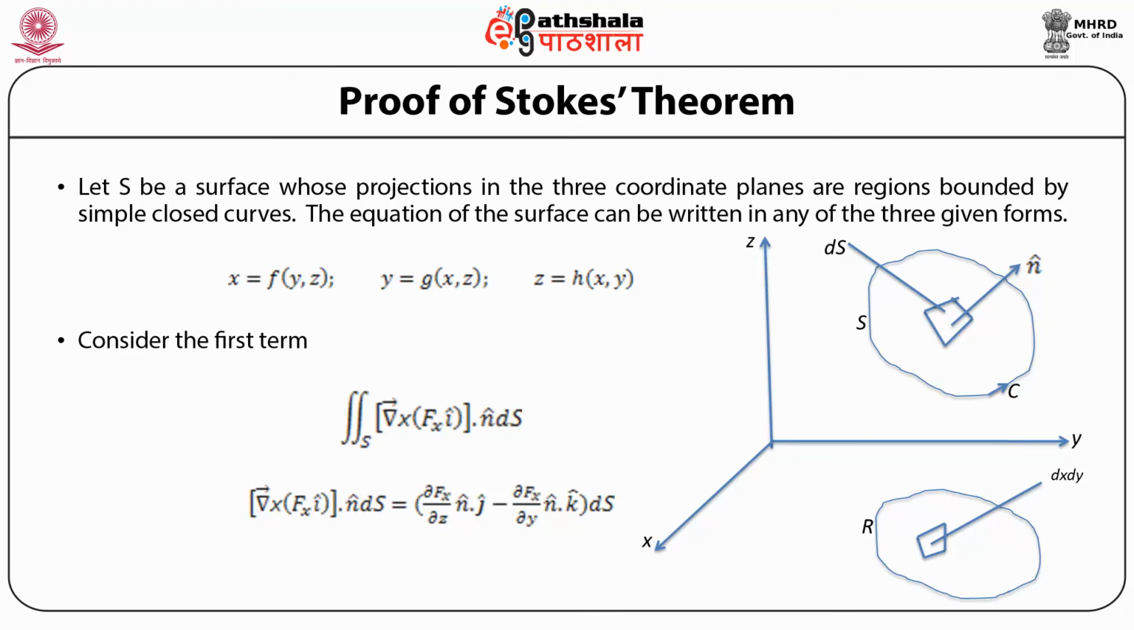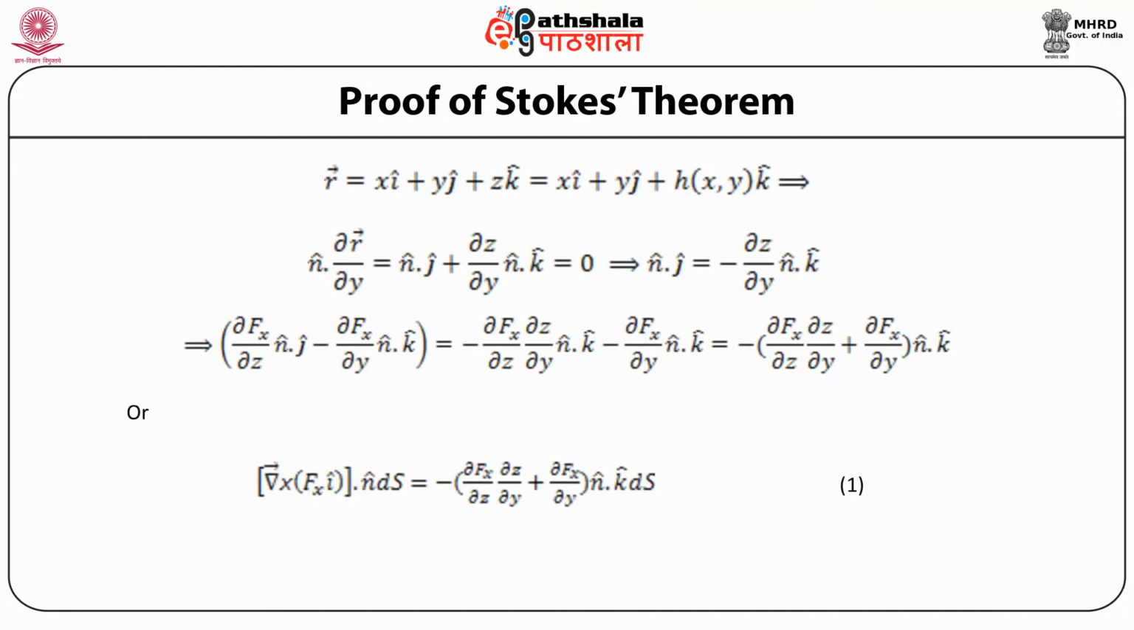So now consider the first term, the surface integral over S of (del cross Fx i cap) whole dot n cap dS. Del cross Fx i cap dot n cap dS equals (∂Fx/∂z n cap dot j cap minus ∂Fx/∂y n cap dot k cap) whole into dS.